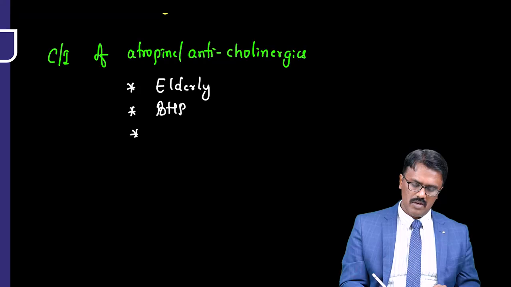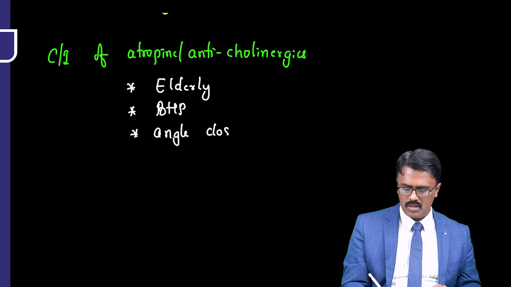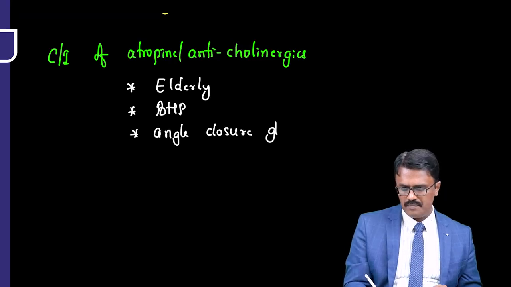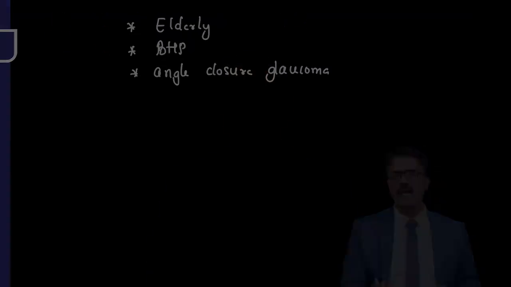And it is not used in angle closure glaucoma. So the problem in angle closure glaucoma is the angle between iris and cornea is closed. So if you use a mydriatic, the angle will close further, and that may trigger a complication called acute congestive glaucoma. So in angle closure glaucoma, any mydriatic should be avoided. So that is about the anticholinergic drugs.